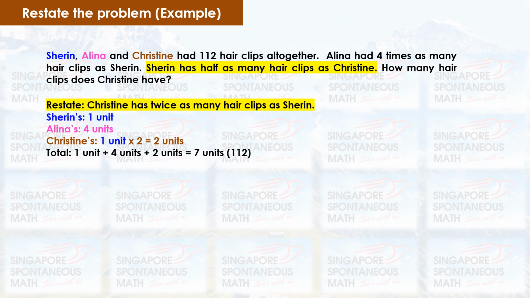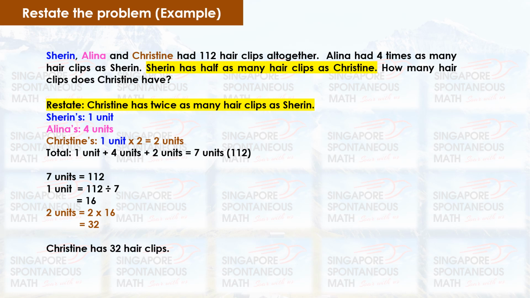1 unit plus 4 units plus 2 units equals 7 units. There are 7 units altogether, and these 7 units represent 112 hair clips. Seven units equals 112. 1 unit equals 112 divided by 7, which is 16. 2 units equals 2 times 16, which is 32. Christine has 32 hair clips.